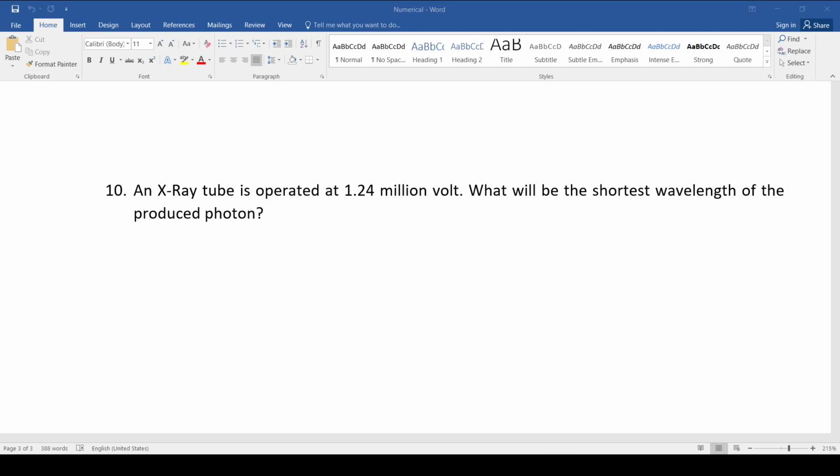So let me share my screen for the solution. Okay, so we'll solve the question here. We are given the voltage, 1.24 million volt. That means it is 1.24 multiplied by 10 to the power 6 volts. Okay, 1 million means 10 to the power 6.